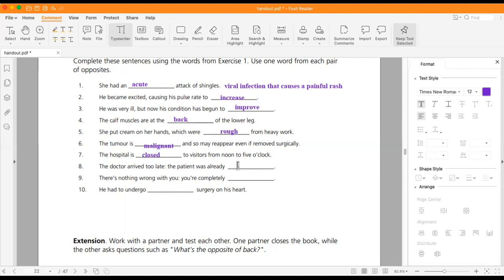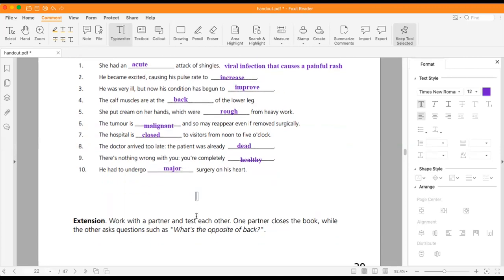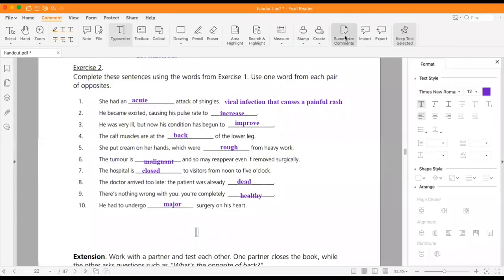The doctor arrived too late. The patient was already dead. There is nothing wrong with you. You are completely healthy. He had to undergo what surgery on his heart? He has to undergo major surgery on his heart. This is for our lecture today.